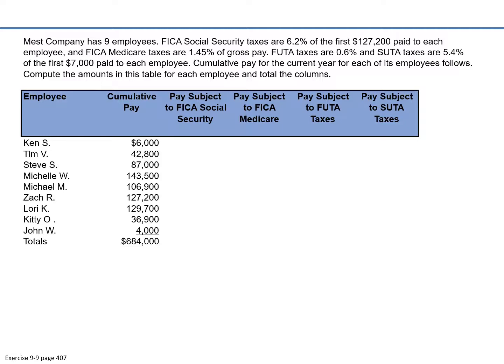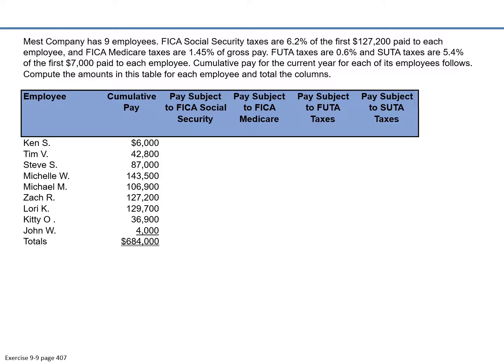All right. So exercise 9-9. Mess Company has 9 employees. FICA Social Security is 6.2% of the first $127,200 paid to each employee. FICA Medicare is 1.45% of gross pay. FUTA taxes are 0.6%. SUTA taxes are 5.4% of the first $7,000 paid to each employee. Cumulative pay for the current year for each of its employees is as follows. Compute the amounts in the table for each employee and then total the columns.